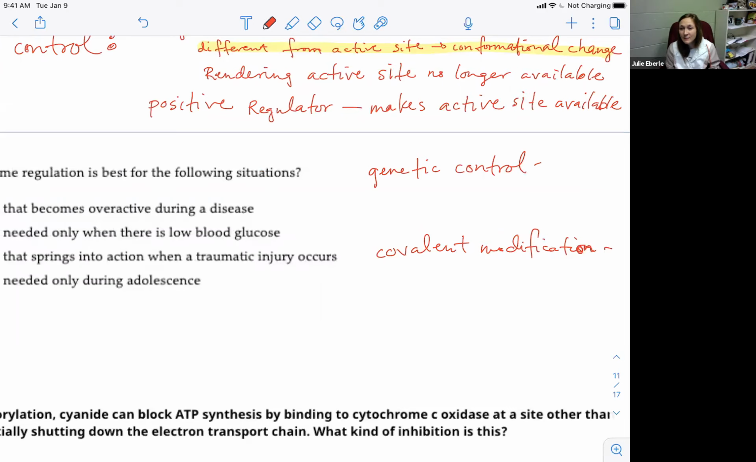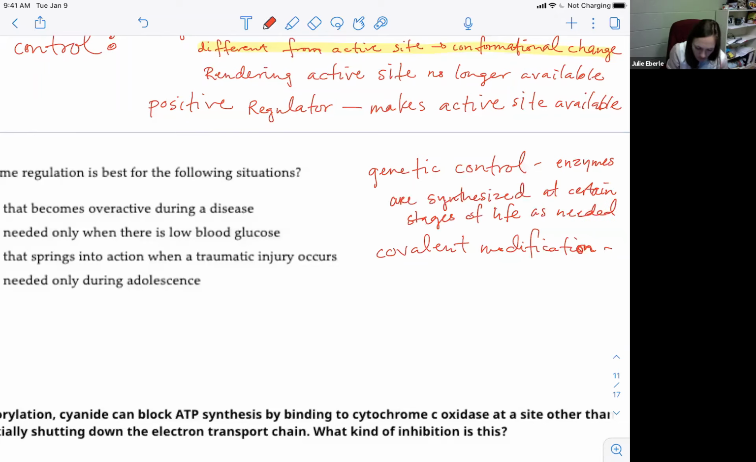The body only makes them when we need them at certain stages of life. Okay. Covalent modification, the enzymes are already synthesized and they're ready to go. It's just like they're asleep. They're in a zymogen, an inactive form. And then there's all different kinds of modifications that can give us the active form.